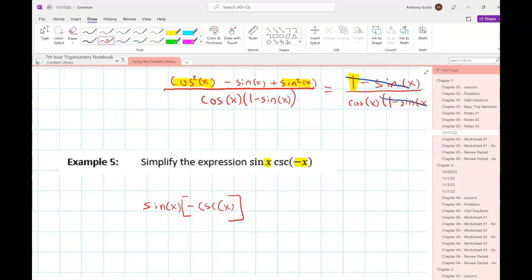Everybody cool? Now, Bella, now I'm going to mess with the cosecant. What is cosecant? 1 over sine. Yep, that's okay. So I'm going to have sine x over 1 times negative 1 over sine. Everybody's okay there? What can I do with that?